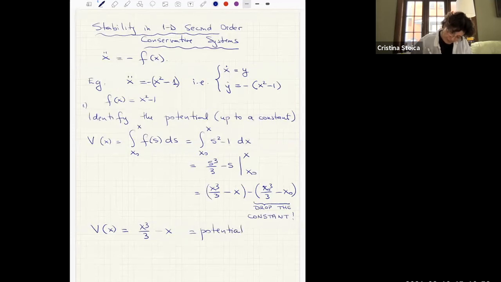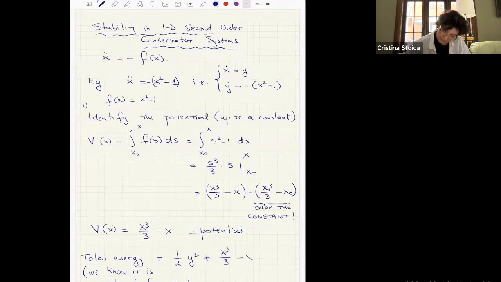And then we have the total energy, the energy that we know is conserved. We know it is an integral of motion, and I'm not going over that again. It is 1 over 2 y squared plus v of x, which is x cubed over 3 minus x. So this is constant along any trajectory, and we're going to call it E, like we did last time.